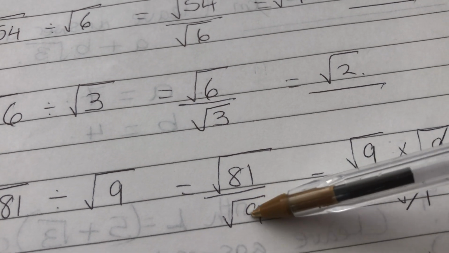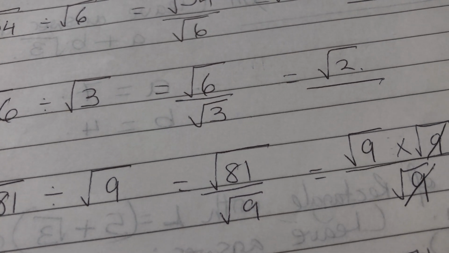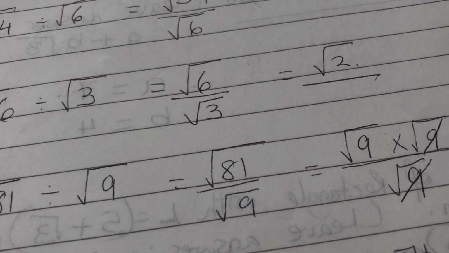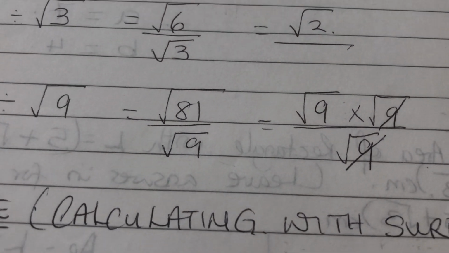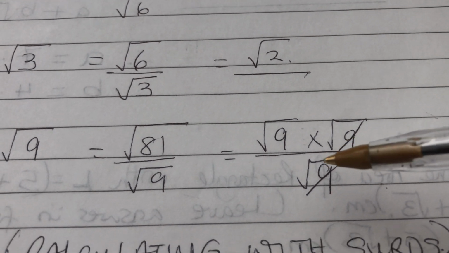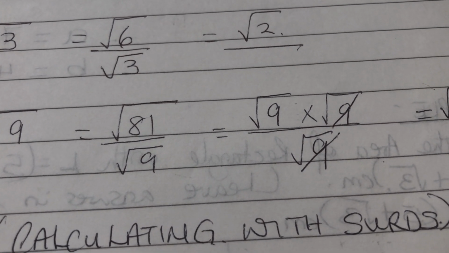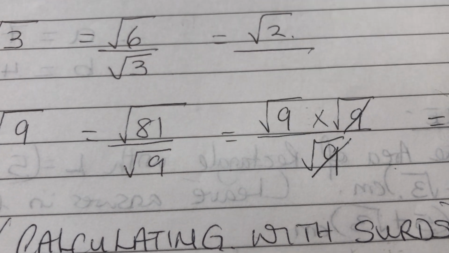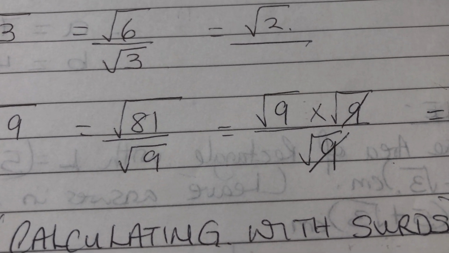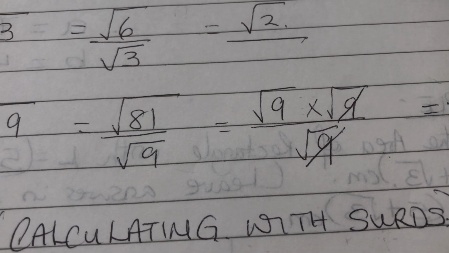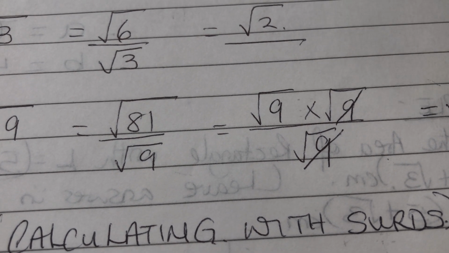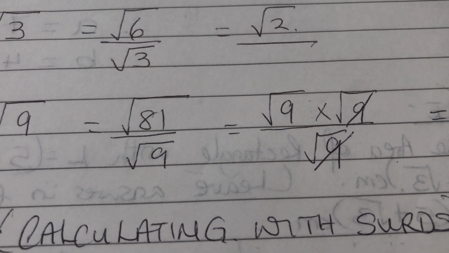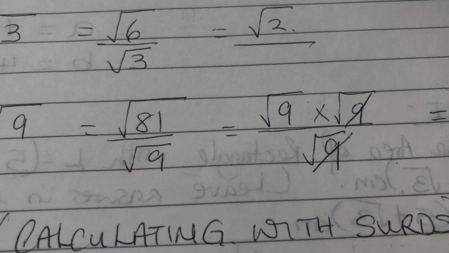You just want to get rid of the root in the denominator, because I've told you in earlier videos that when the square root is in the denominator, it's untidy. So if you have that opportunity to break it into factors such that you can get rid of the square root in the denominator, you do that. And that is why you need to be good with your times table.